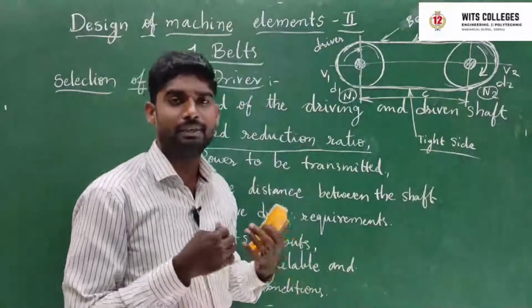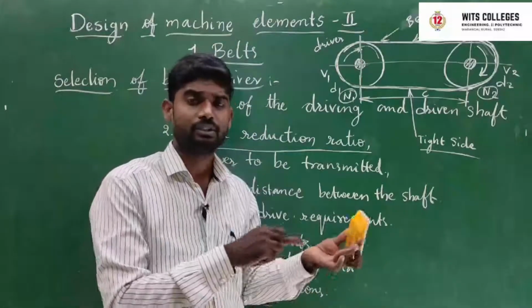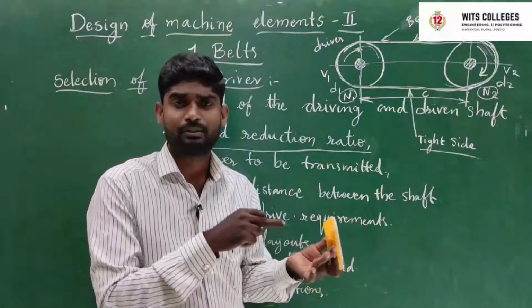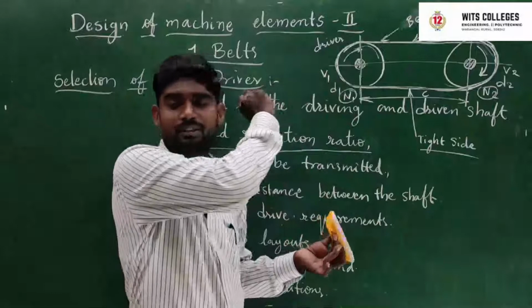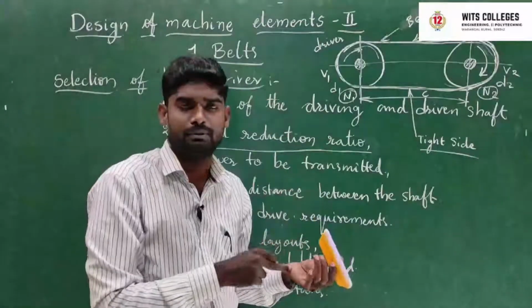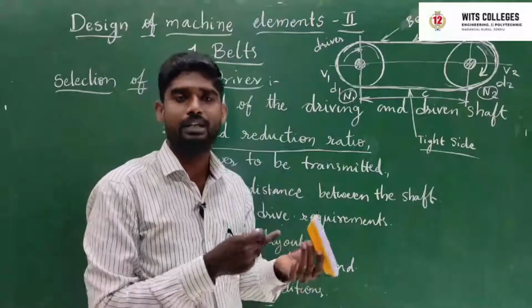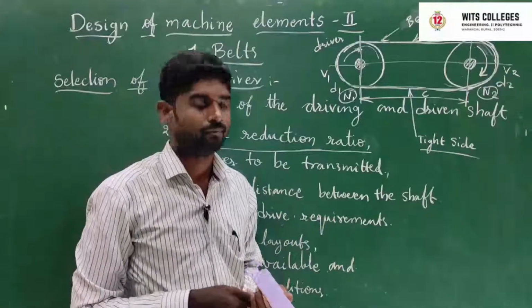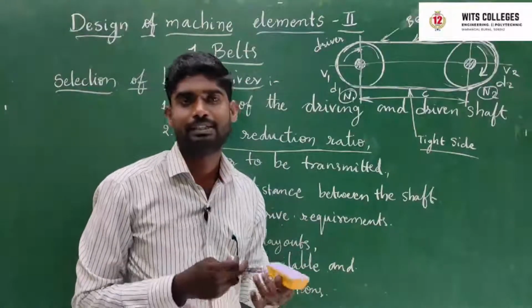In some applications we use chains and gears also. But compared to gears and chains, one disadvantage of belts is lack of positive drive, slip, and efficiency is less. This is the selection of belt drives. Okay, coming to the next.